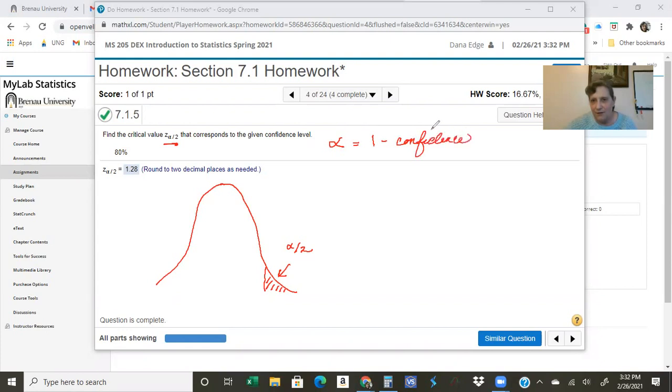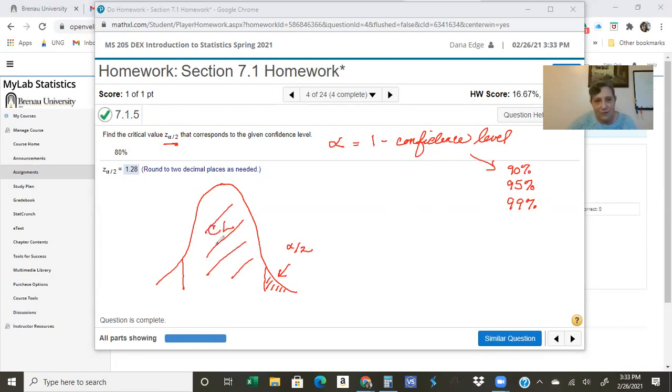Your confidence level should have been determined before you ever start an experiment or a survey or anything, and it's usually 90%, 95%, or 99%, with 95 being the most common. So the confidence level represents the amount of area between these z values. This is your confidence level in here.